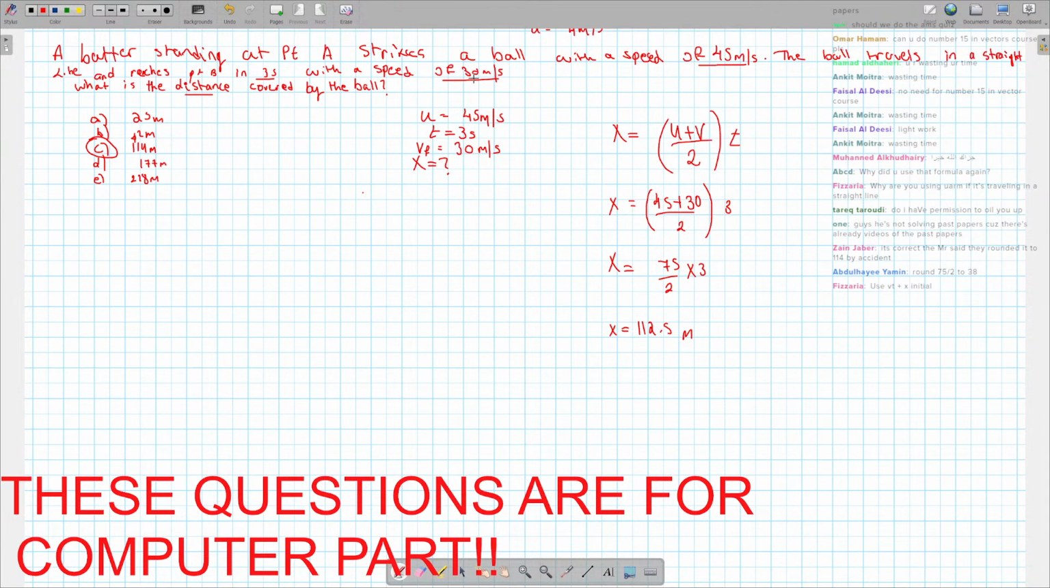It's UARM because velocity decreased. Velocity decreased. No. It's okay. It's UARM. Point B in 3 seconds with a speed of 30. What's the distance covered by the ball? Let me see the chat. Use VT, x equals VT plus x naught.